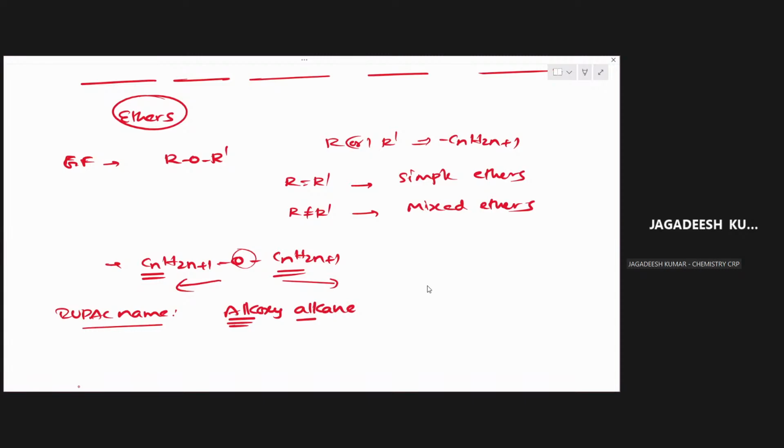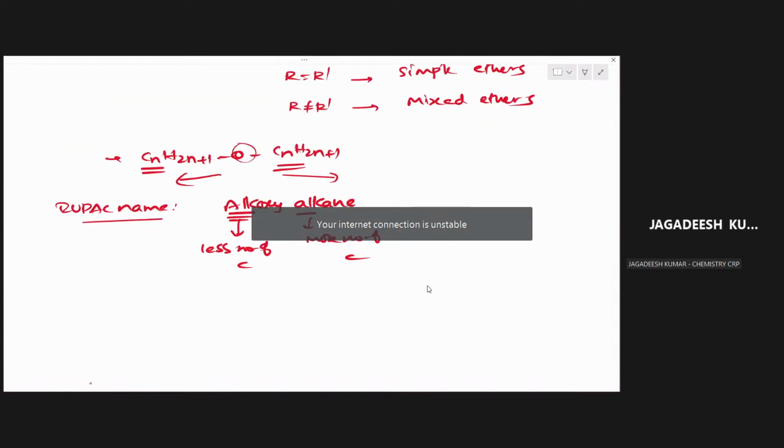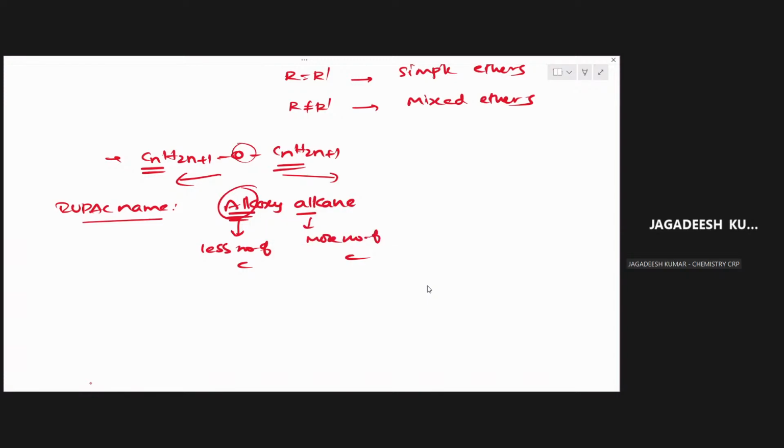The first alk and second alkane. Here, remember alkoxy: the root word with less number of carbons you have to take first, and the root word with more number of carbons you have to take here. This is a very simple thing you can remember. Less number of carbons you write here as the root word; the root word having more number of carbons you write here as alkane.